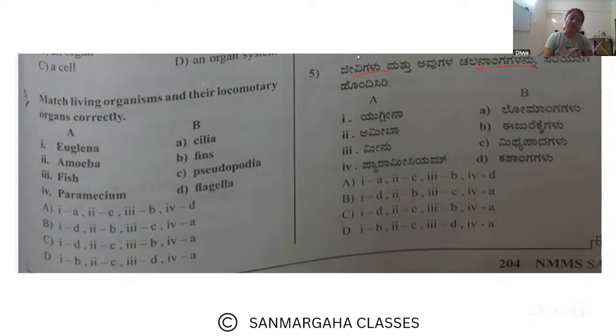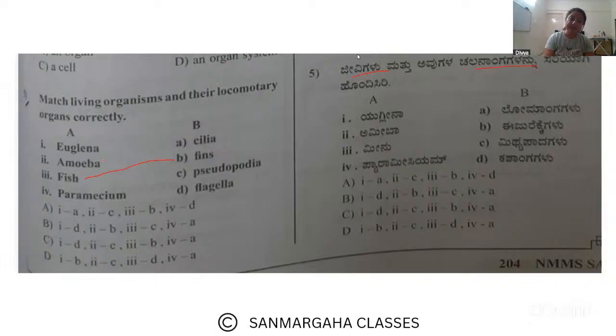Right, so first one is euglena. So euglena, what is the locomotory organ for euglena? So for amoeba which one, for fish which one, for paramecium which one? Okay, so very common. If you have confusions here, first you just mark what you know. So very common is fish, right? So fish, we all know that it is fins, correct?